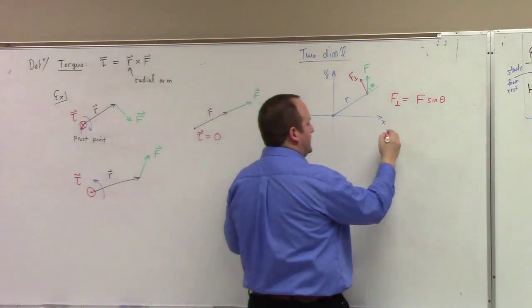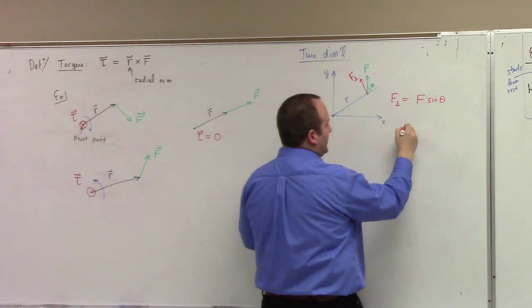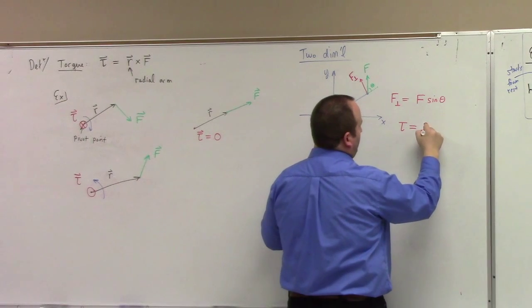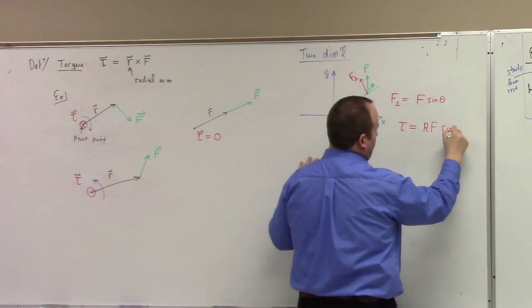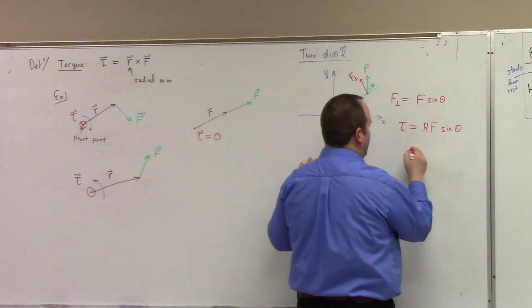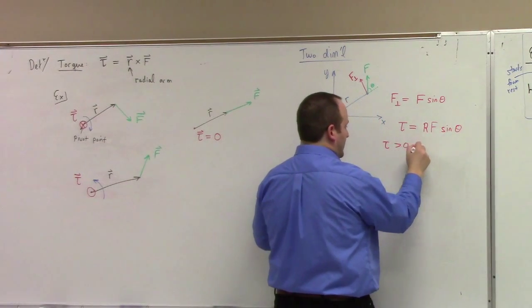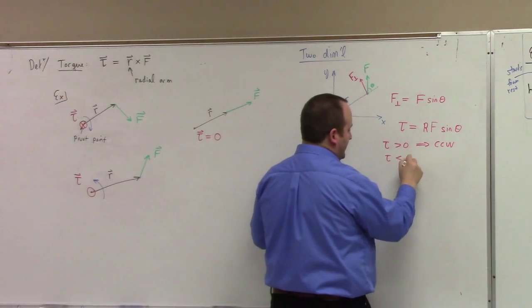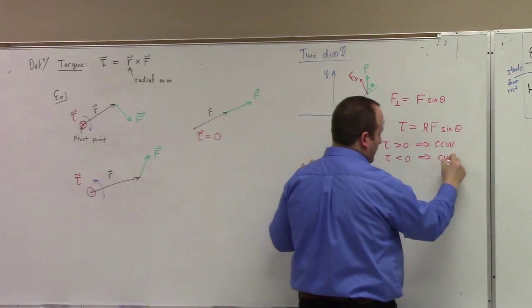So anyway, long story short, the torque is equal to what? It's equal to r F sine theta in this case, right? I don't need the cross product here per se. And if the torque is greater than 0, that implies a counterclockwise torque. If the torque is less than 0, that implies a clockwise torque.